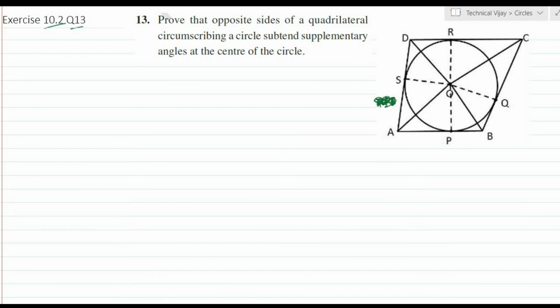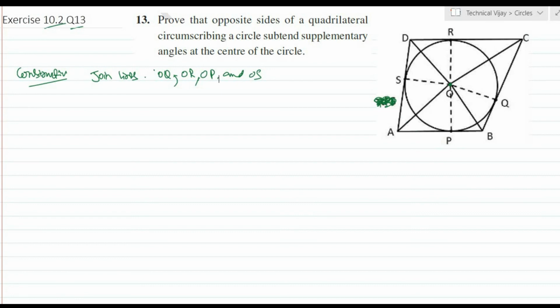So now here the construction is, we can join the lines from O to R, O to P, O to Q and O to S. That is, join lines OQ, OR, OP and OS. Okay, like this. These lines have been drawn because DR is equal to DS, CR is equal to CQ, BQ is equal to BP and AP is equal to AS, because these are external points from which tangents have been drawn to the circumference of this circle.